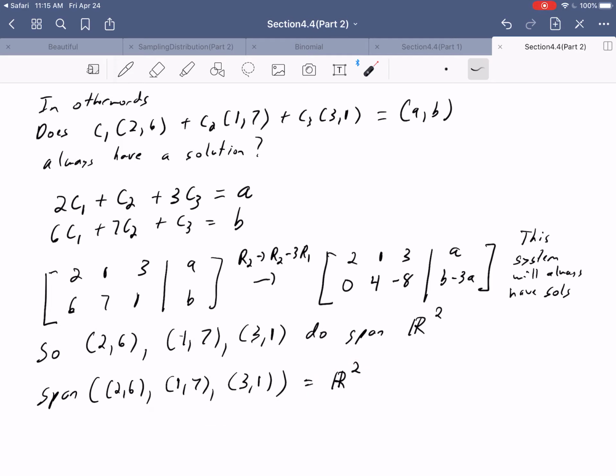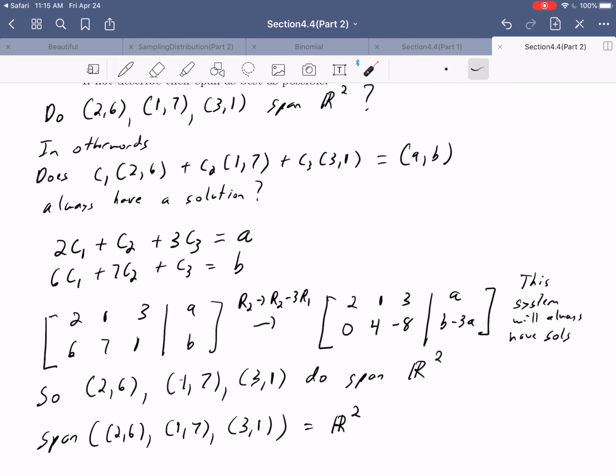Well, they can't be anything more than R2 because they live inside of R2. Each of these is just a vector in R2, so the most they could possibly be is R2. So we are using that as a background piece here. That was interesting, right? We took 3 vectors, examined if they spanned R2, found that they did, and then we're able to say that their span is all of R2.